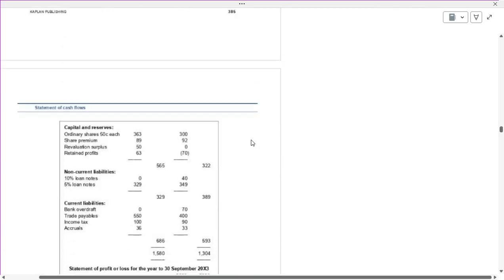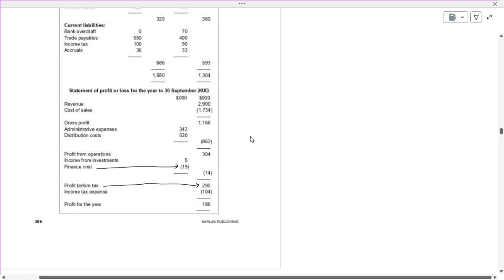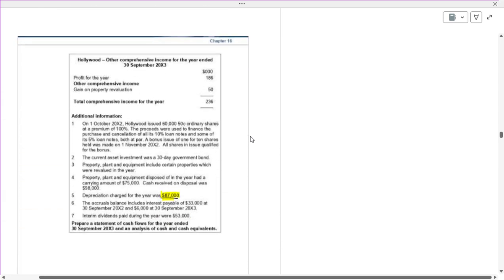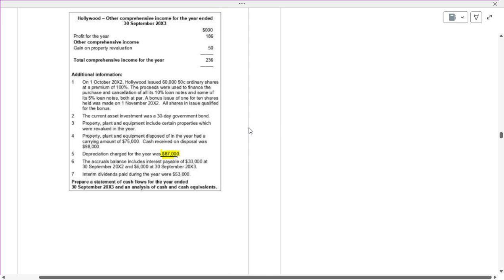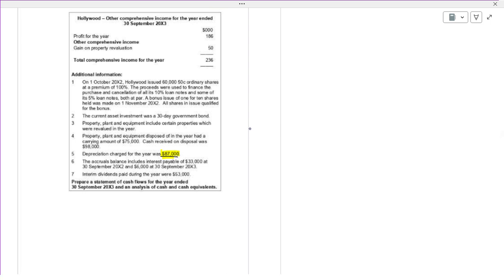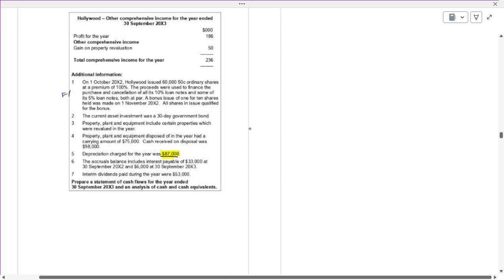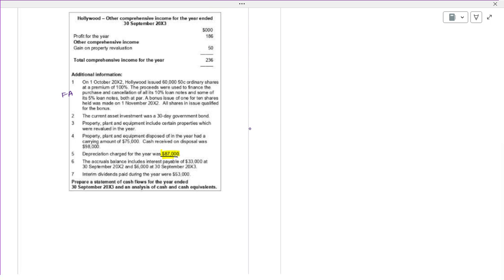Impairment we said, right? They have done it, see one by one. This will come in financing activities. The current asset investment is a 30-day government bond. We will see what the current assets are. Property, plant, equipment is revalued. And now see, property, plant, equipment disposed in the year.